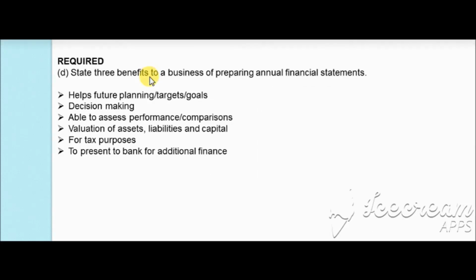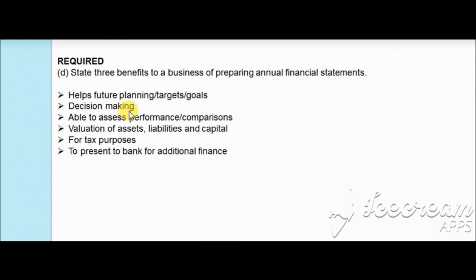Now in the last bit of the question, we are asked to state 3 benefits to a business of preparing the annual financial statements. When we make the annual financial statements, we make the income statement and the statement of financial position. Based on this, we will know what targets we have achieved and how well we have planned our financial year. When we know what we have achieved, based on this we can also plan the future targets as well as the future goals, and thus it helps in planning as well as organizing the resources which are required to achieve your future targets.